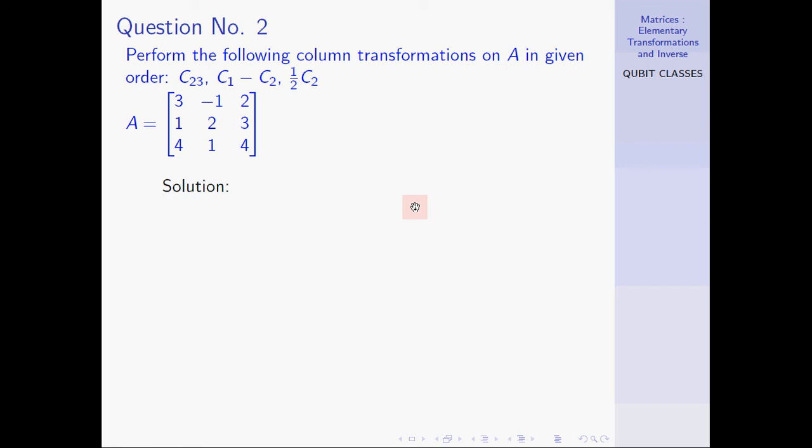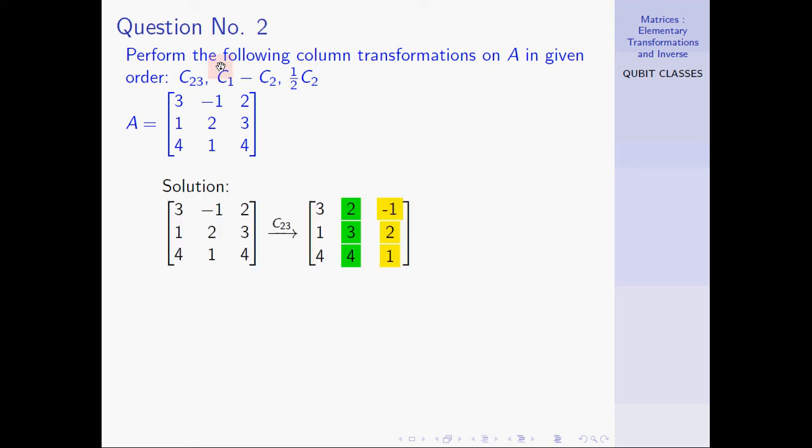Now, as we did for the first row transformation, which was R12 where we interchange the first and second rows, in this case C23 will give us the second and third columns interchanged. So the second column in the original matrix is -1 2 4 and the third column is 2 3 and 4.